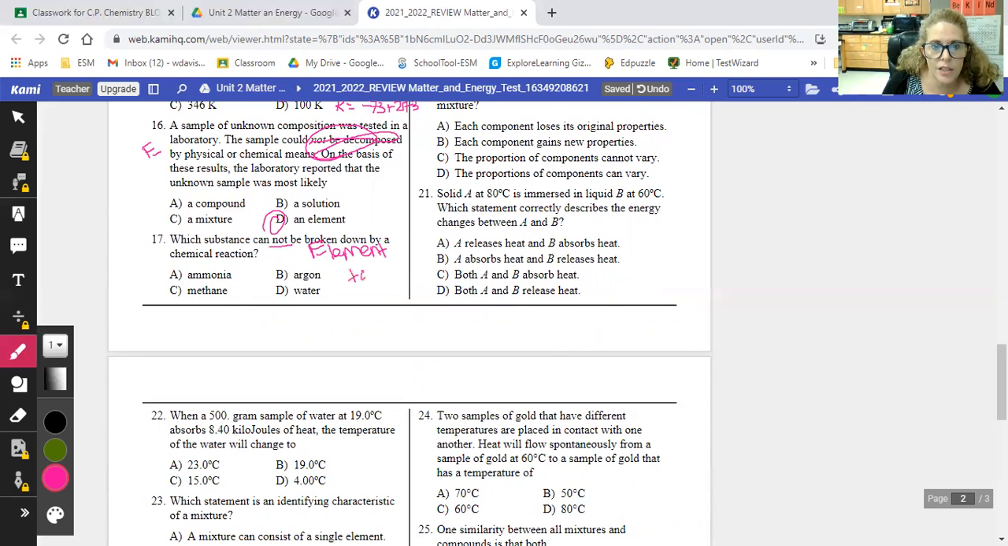So again, I need to go to Reference Table S. So ammonia is not on Table S. Methane is not on Table S. Argon is on Table S. Water is not on Table S. This is our element on Table S.